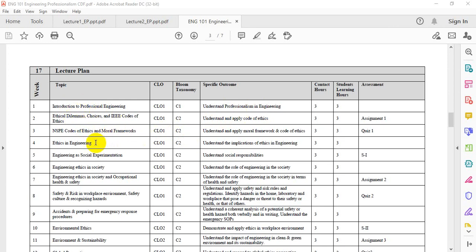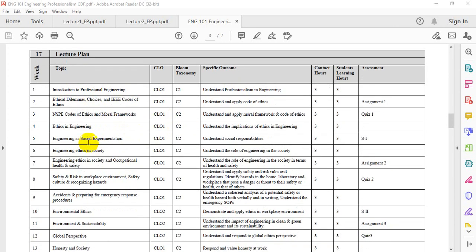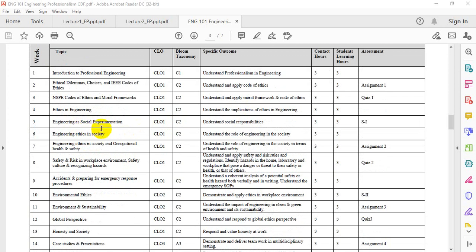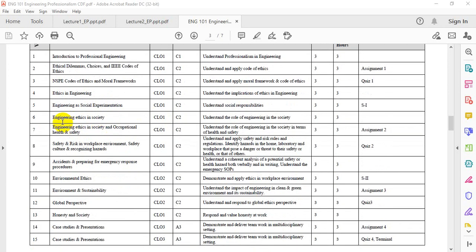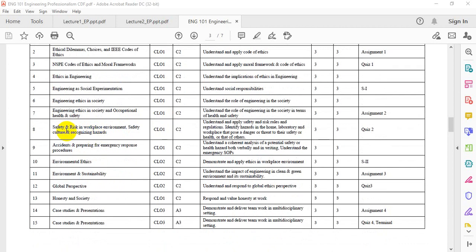Then we'll go into IEEE codes of ethics, NSPE code of ethics, ethics in engineering, engineering as social experimentation, engineering ethics in society. Just like I told you, it's all about your role in the society. Engineering ethics in society and occupational health and safety. Okay, then health and safety things come in. Safety and risk in workplace environment. Safety culture and recognizing hazards. What is hazard and what is not.